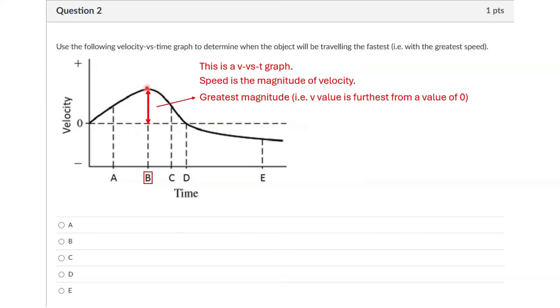That is clearly happening here. This is when the graph is furthest from zero at position B. So at position B, the object is traveling with the greatest speed.